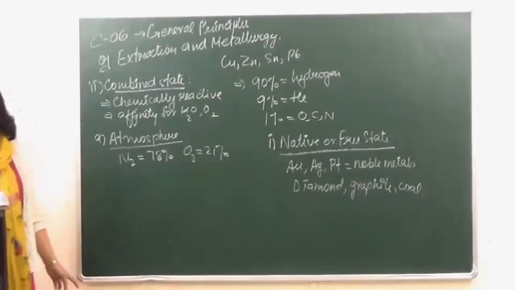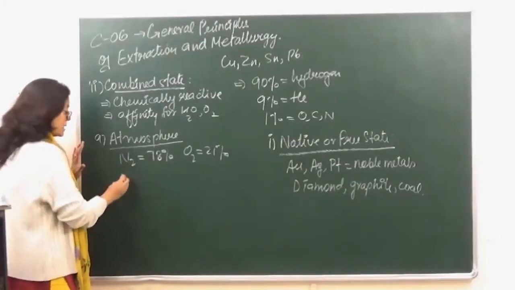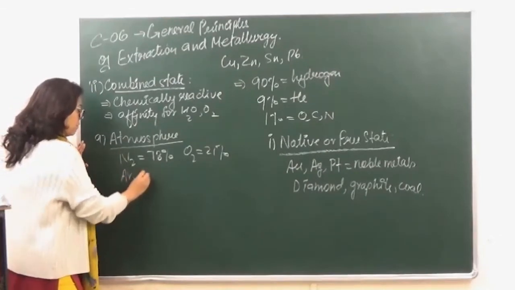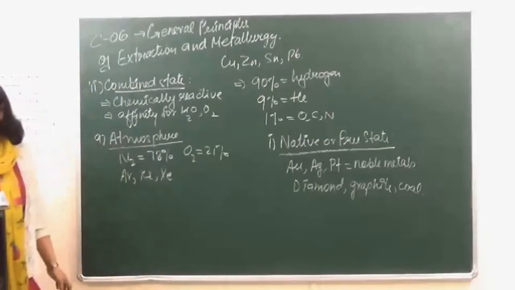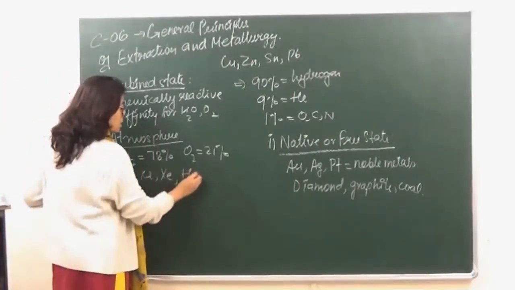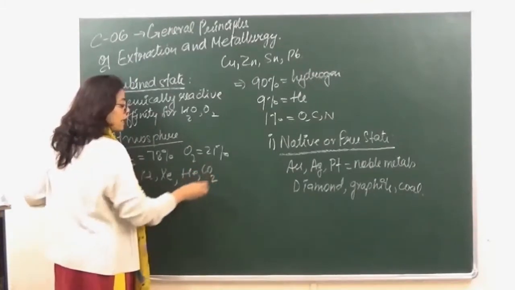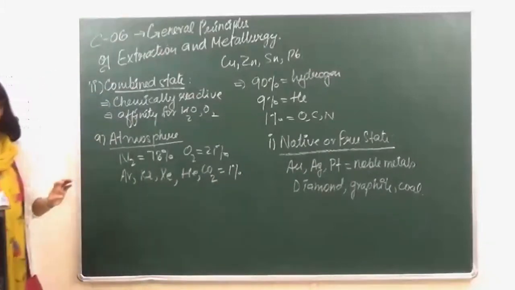Apart from these, the remaining 1% gases may be the noble gases. For example, argon, krypton, xenon. Okay? So the noble gases can be present. Then even helium and carbon dioxide. So this is the remaining 1% which is present in the atmosphere.